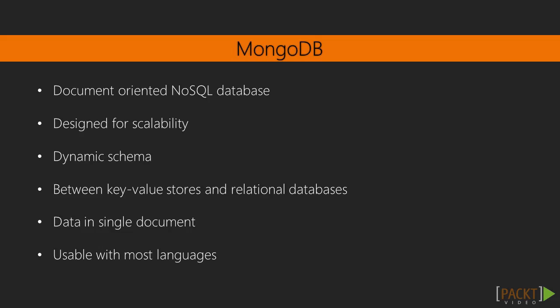MongoDB is an open-source, cross-platform, document-oriented, NoSQL database. It is designed for scalability and developer agility. It has a dynamic schema and stores JSON-like documents in binary JSON. It is between key value stores, which are fast and scalable, and relational databases, which have rich functionality. It saves the data in a single document, meaning that an entity can contain all the information by itself. A lot of drivers are available, allowing us to use it with most of the languages.